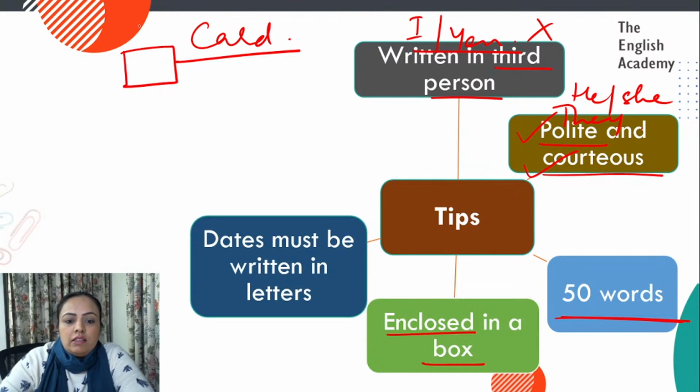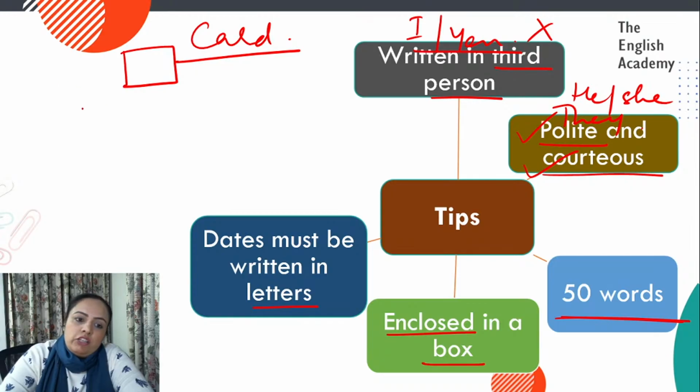The next thing is the dates must be written in letters. What do I mean by this? आज की डेट है 7 January 2021. So how will you write if you are inviting someone to an event on 7 January 2021?